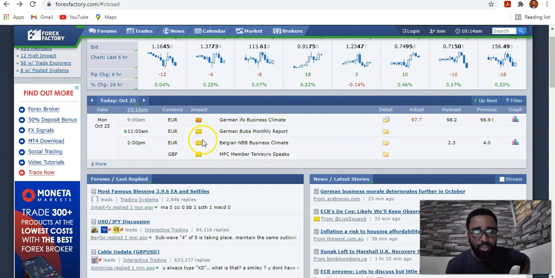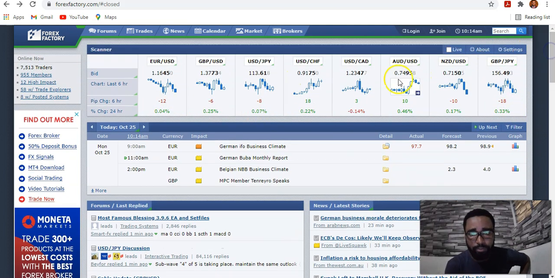So you can see that this is all the news we've got for today, and this has been the movement of the major currencies within the last 6 hours, the Euro USD, GBP USD, and the rest. These are their movements within the last 6 hours.